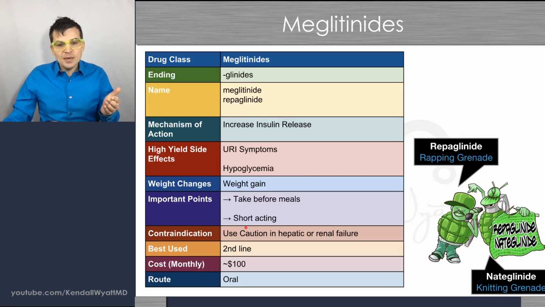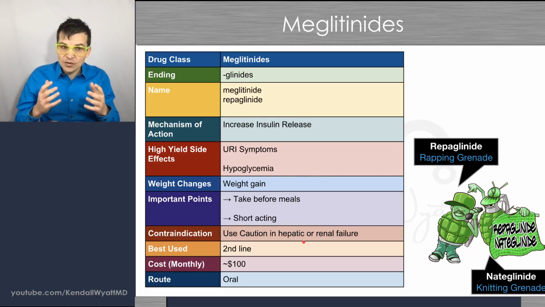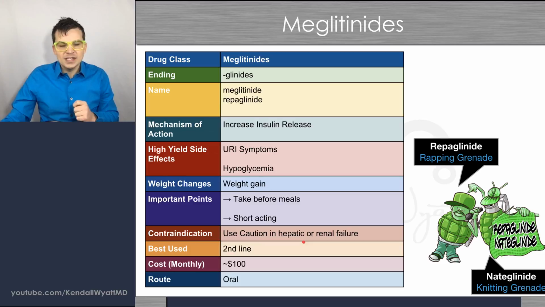But with these medicines, just remember, you want to use caution in liver failure or renal failure, depending on which one you're using because of how they're excreted, because they're going to increase the levels of those and, of course, that side effect of hypoglycemia. These medicines are also used second line, and they cost about $100 a month, so they're not the cheapest, but they are just a smidgen better than those second-generation sulfonylureas. For a pill, that is.